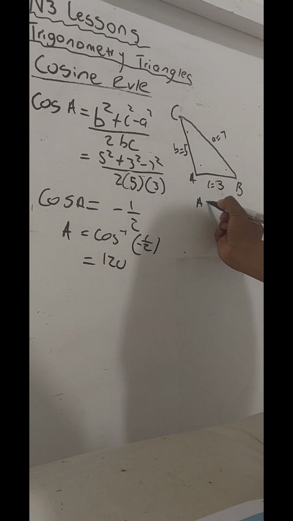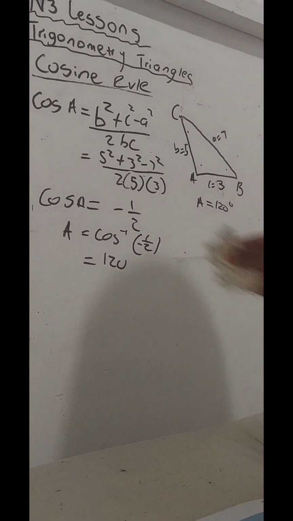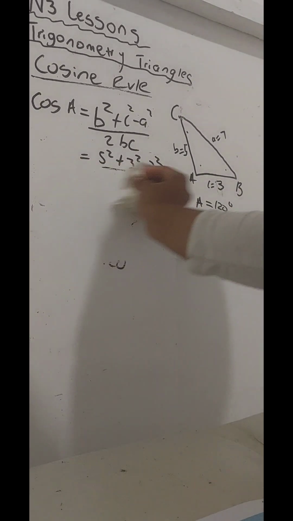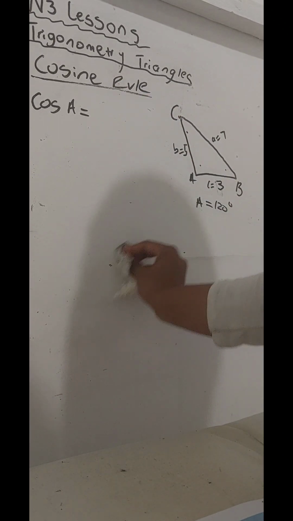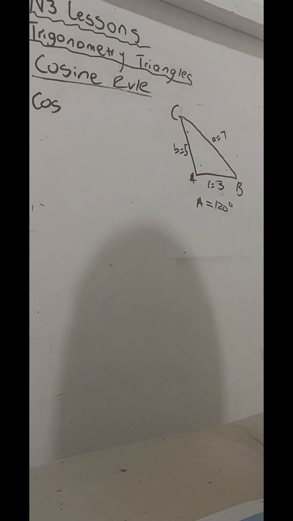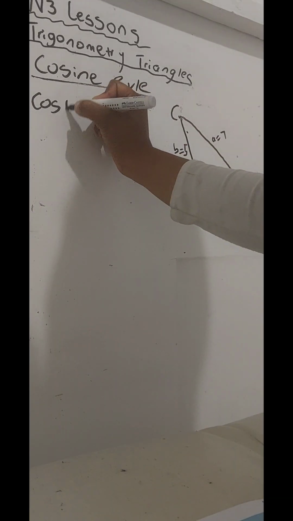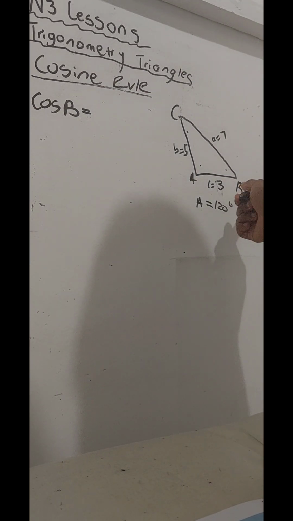That means A is equal to 120 degrees. So we are done with A. Let's continue. See, it's easy when you have all three sides. They're very easy. So we move on to cos B.